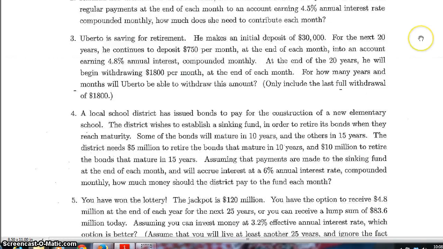At the end of the 20 years, we'll begin withdrawing $1,800 per month at the end of each month. Question is then, how many years and months will he be able to withdraw? And only include the last full withdrawal of 1800.